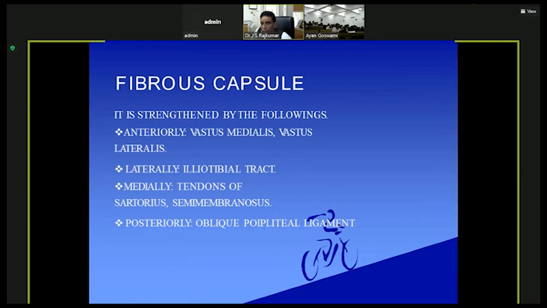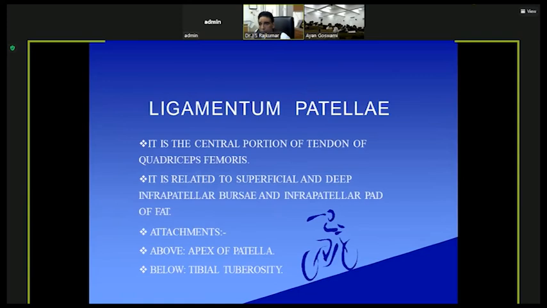So the fibrous capsule is actually strengthened by attachments or fibers from the quadriceps anteriorly, the iliotibial tract laterally, and the hamstrings or semimembranosus medially. And posteriorly, the fibrous capsule is toughened or strengthened by the oblique popliteal ligament.